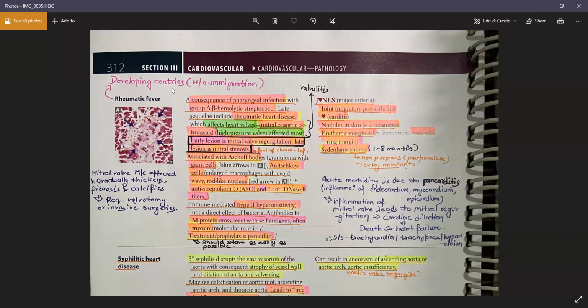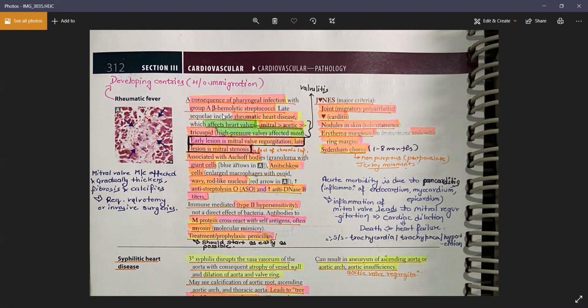Streptococcus pyogenes can also cause skin problems, like, if anyone remembers, impetigo, right? So if you have impetigo, then you can have only PSGN, the post-streptococcal glomerulonephritis, not rheumatic fever. But if you have a pharyngeal infection, pharyngitis, then it can cause rheumatic fever as well as PSGN.